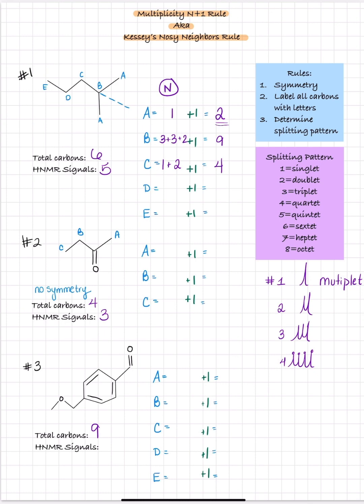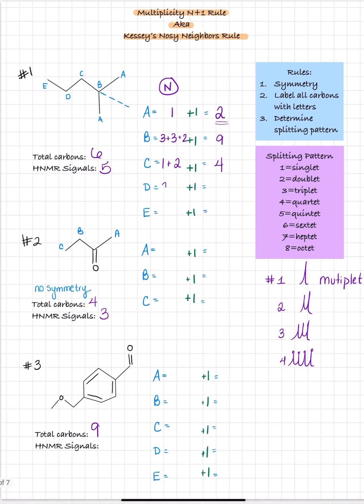Going back to D, D is now connected to C and E. C has a total of 2 hydrogens. E has a total of 3 hydrogens. 2 plus 3 is 5, plus 1 is 6. The hardest thing to do with these problems is make sure you use all your fingers and toes to count, in all honesty.